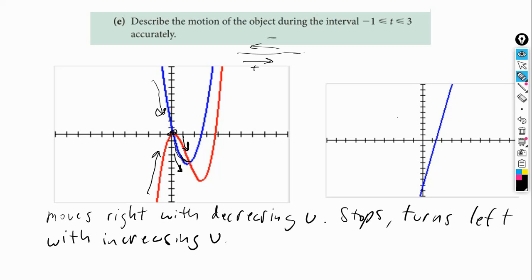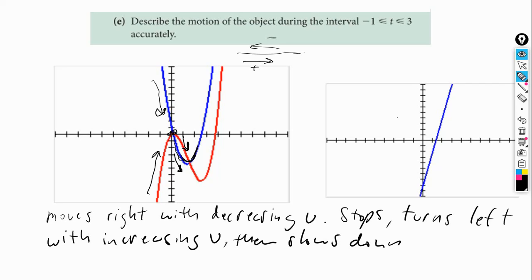And then notice that the velocity, which is the blue chart again, it's increasing in the negative, and then it sort of turns around. It doesn't stop, but it starts slowing down. Notice that it slows down. So it turns left with increasing velocity, then slows down, because the velocity is slowing down.